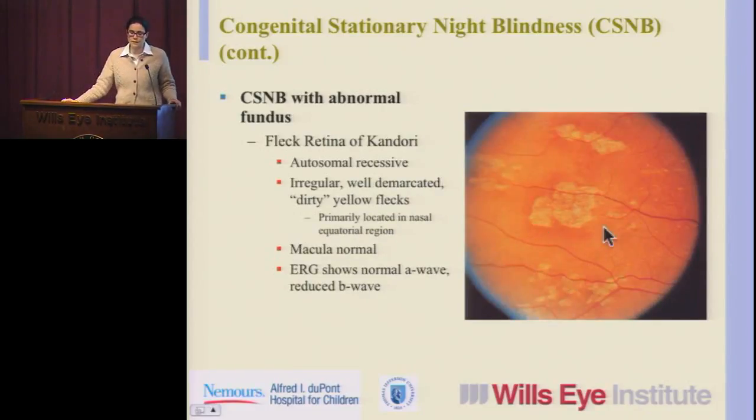Another example of CSNB with abnormal fundus is fleck retina of Kandori. And here, again, it's autosomal recessive, and you see these very irregular but relatively well demarcated dirty yellow flecks, primarily nasally. The macula will be completely normal, and here your ERG will show a normal A wave and a reduced B wave.